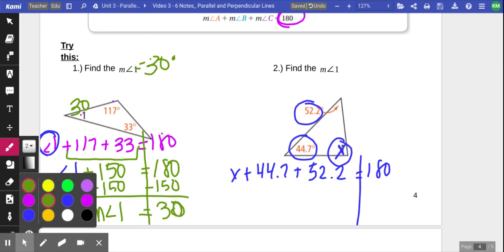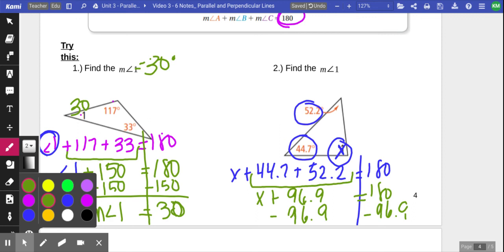So I'm going to combine my whole numbers. Here they are. And whole numbers, I should say, my positive values that I have. And I get 96.9 when I add 44.7 and 52.2. Bring down my x plus and my 180. Okay, remember, my line down the middle, if anything has to cross over that line, I have to use the opposite sign. So I'm going to subtract 96.9, subtract 96.9.